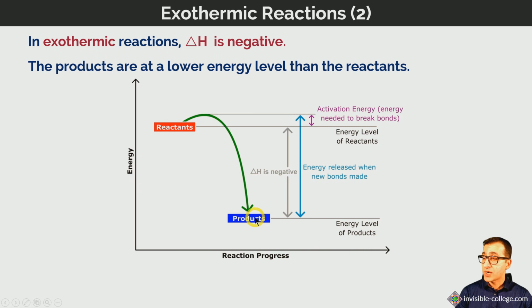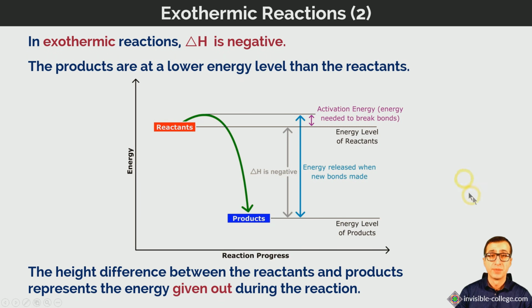So in an exothermic reaction, the products are at a lower chemical potential energy than the reactants. The difference in height on this diagram between the reactants and products represents, in this case, the energy given out in going from these higher potential energy reactants to these lower chemical potential energy products.